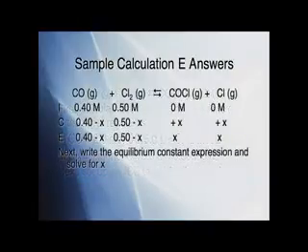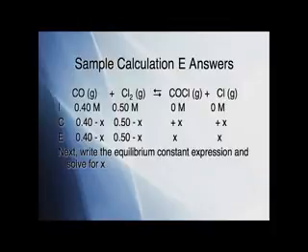This is the ICE chart for the reaction of CO plus Cl2 yields COCl plus Cl. So our initial concentrations of CO are 0.40 moles per liter. Of the chlorine gas, or Cl2, is 0.50 moles per liter. Our COCl is 0 moles per liter, and our Cl is 0 moles per liter.